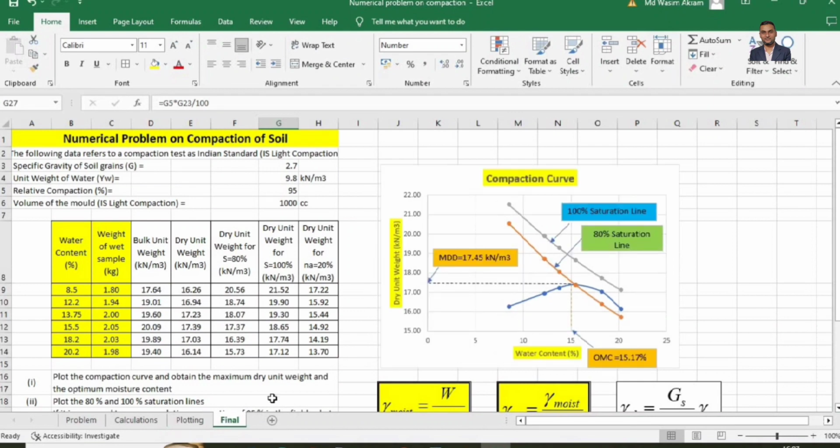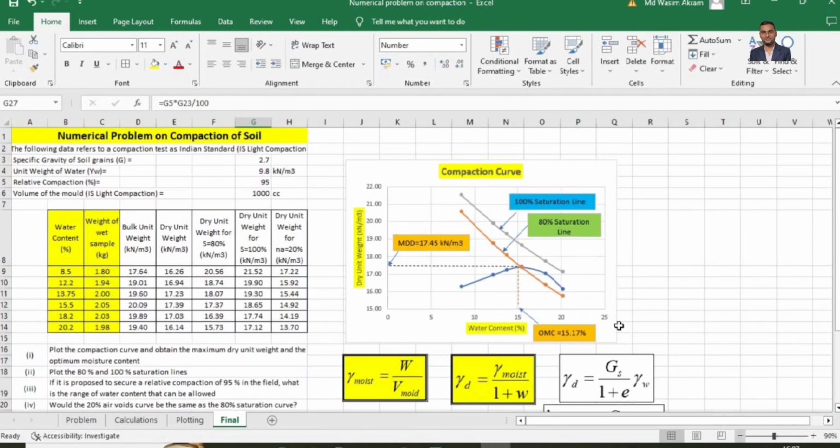Here I have shown the final result of the problem. I have drawn the compaction curve and labeled it properly. From the compaction curve it is clear that the maximum dry density is 17.45 kilonewton per meter cube, we can see here, and the optimum moisture content is 15.17%. The 80% saturation line is shown here, the 100% saturation line is shown here. So all these details are discussed here. I hope it is clear to you.